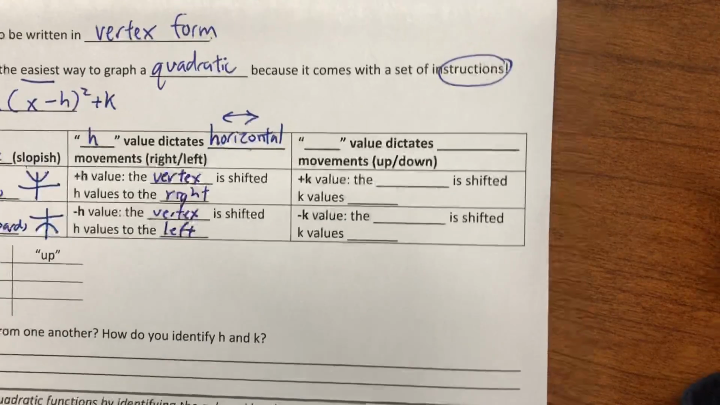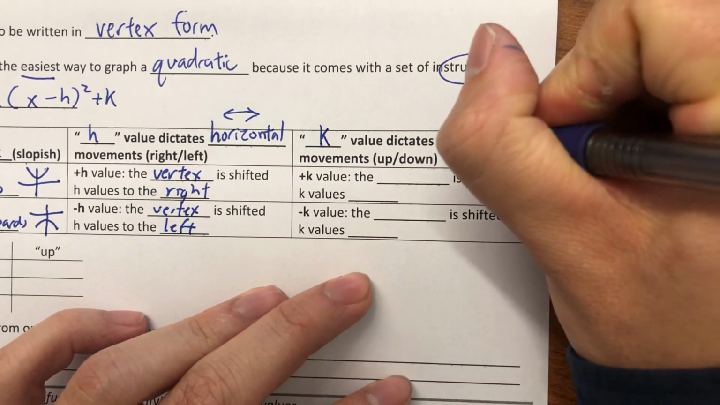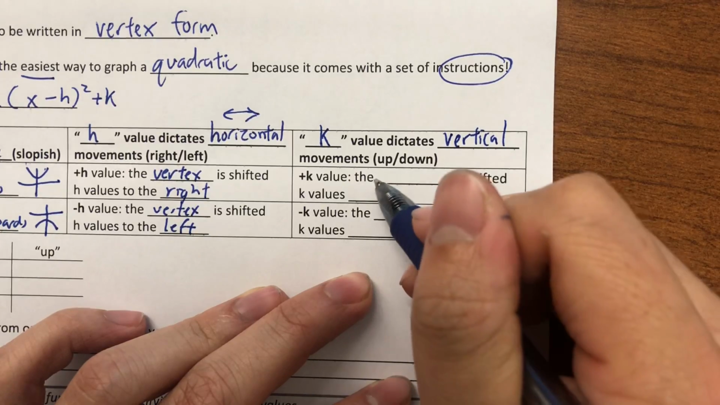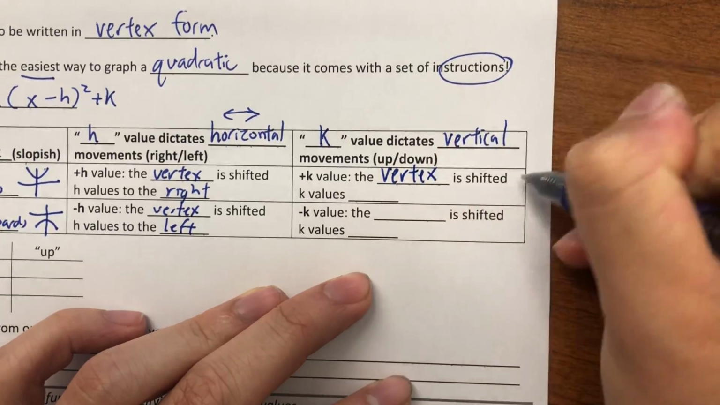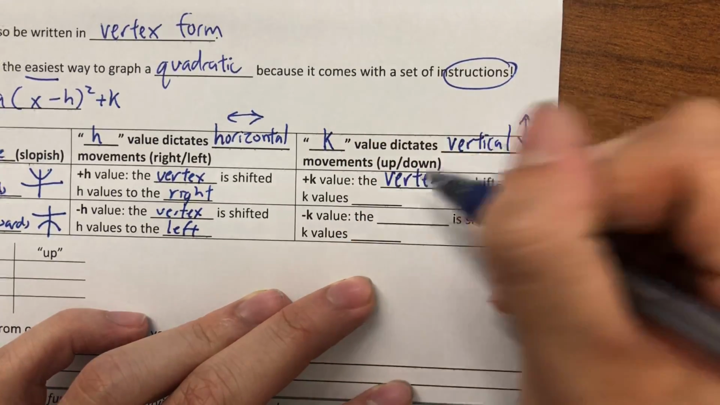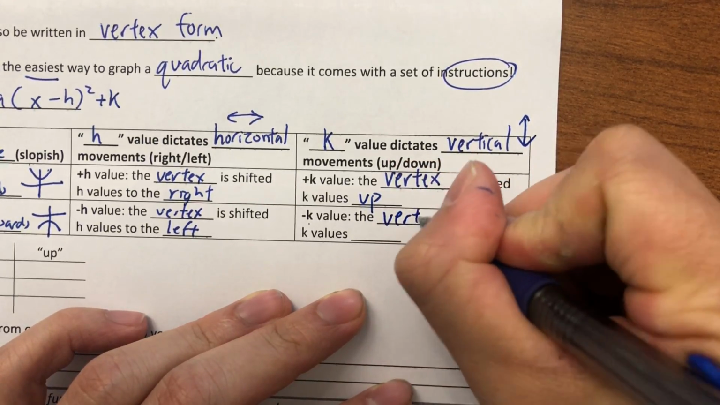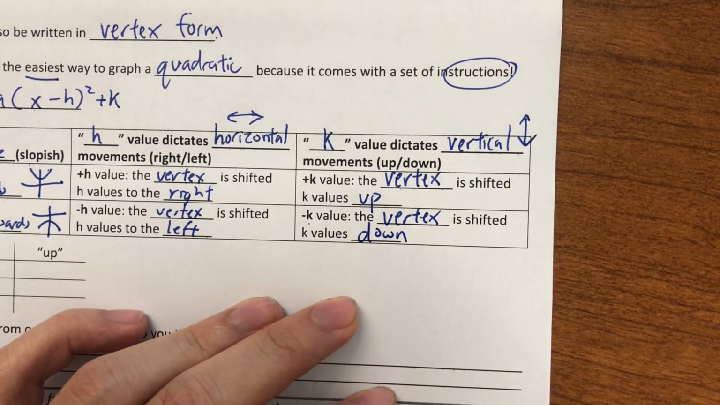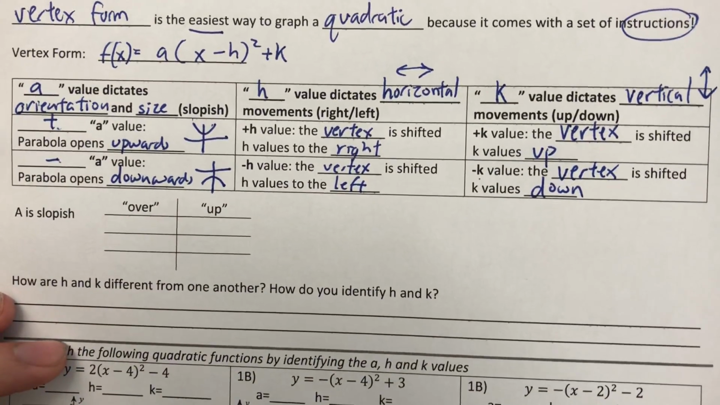And the last one we have is the k value. The k value dictates vertical movement. That means the vertex is shifted up or down. Positive means I'm going to be shifted up. And if it's a negative k value, the vertex is shifted k units down. So there's my a, h, and k values: three sets of directions to change your parabola.